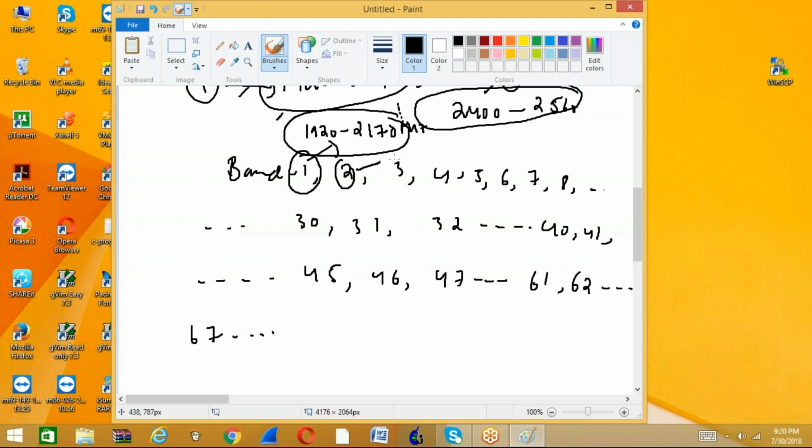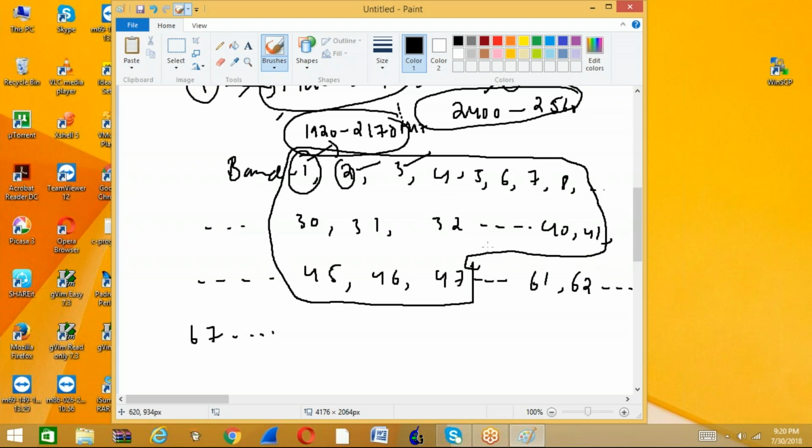2 means a different range, and 3 means a different range. Up to 47 is what we are using. The remaining ones are defined but have not been implemented until now. Implementation is still only 1 to 40. So this is one part of the discussion.